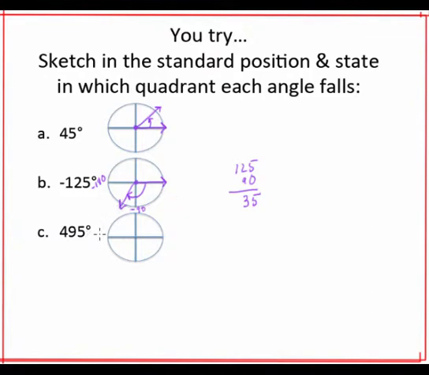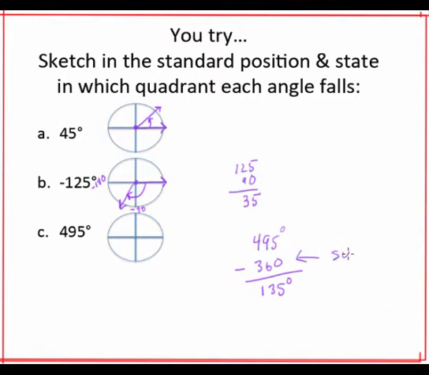Okay, 495. When you draw an angle like this, the first thing you do is determine if it is larger than 360. If it is larger than 360, you subtract 360 from it. So take 495 degrees, where we start, and subtract 360 from that, and you get 135 degrees. Now, if the resulting angle is still bigger than 360, you keep subtracting 360, subtracting 360, subtracting 360.